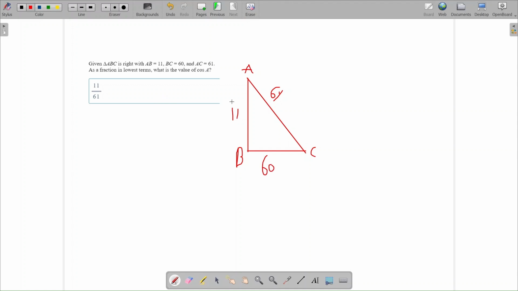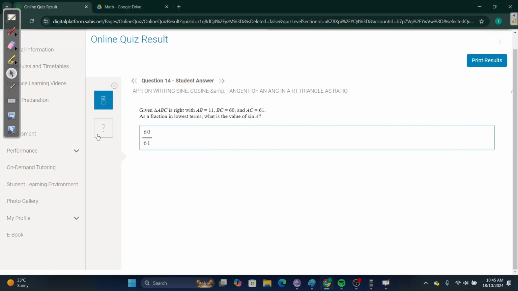Okay. Cosine of A. Again, cosine is adjacent over hypotenuse, so the adjacent is 11, and the hypotenuse is 61. Now, can you simplify this any further? No, you can't, and 11 over 61 is your final answer. Okay, question 14.